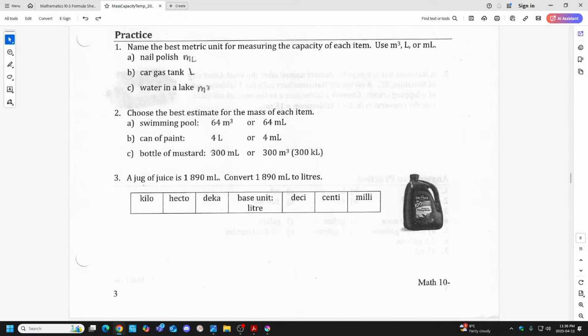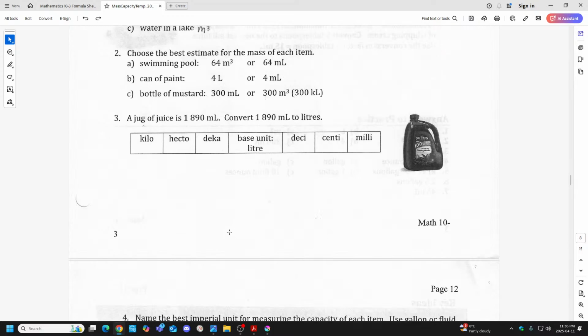Okay. Can of paint. Is it 4 liters or 4 milliliters? Milliliters isn't very much. I'm going to say 4 liters. Bottle of mustard. Now that's going to be milliliters. It's definitely not kiloliters. I mean, that's a swimming pool. You want a swimming pool full of mustard? That doesn't sound good now, does it, guys? As long as you got bologna, you should be good. Just jokes. All right, let's carry on.